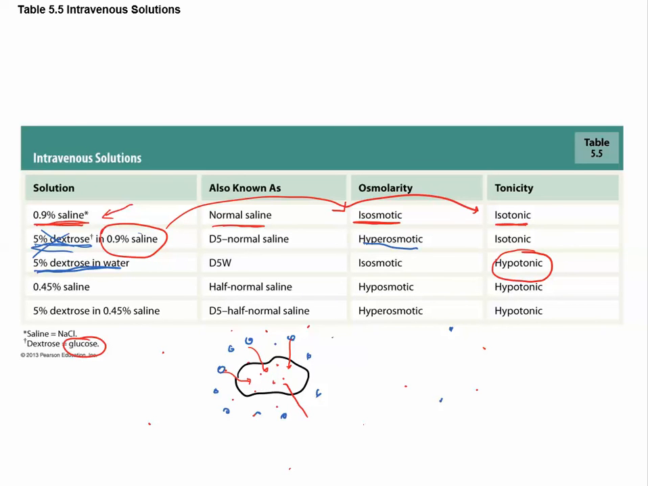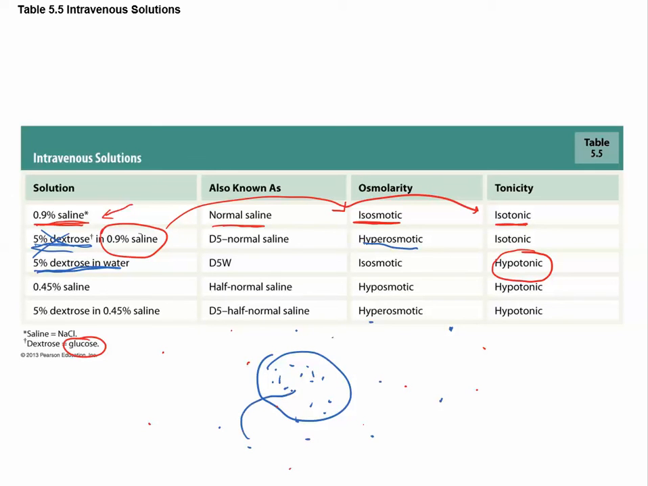So the water is going to move in, and this cell will swell. It's the same thing as putting in just water. If you just put in water, it's going to dilute this, and the cell will swell. Because if you dilute the outside, so these particles are too far apart, then the water is going to move in. The non-penetrating particles in there are going to act like a sponge and suck it in.